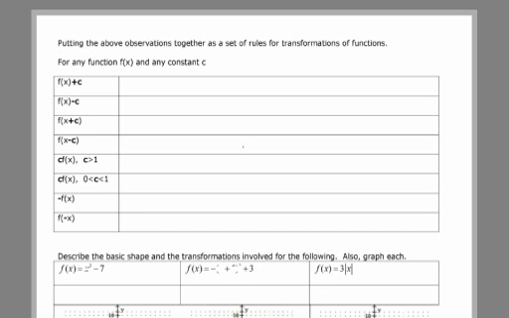Okay, let's continue with 2.5 and put the observations that we determined on the first page together as a set of rules for the transformations of functions. So we saw if there is any number added outside the function, that's going to shift it up C units. If there is a number subtracted outside the function, that'll shift it down, just what you would expect. The direction is what you would expect. Plus number up, a negative number down.